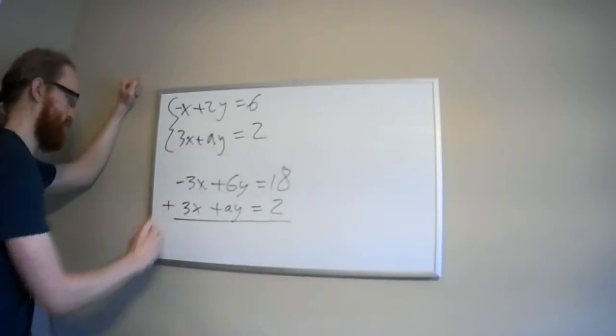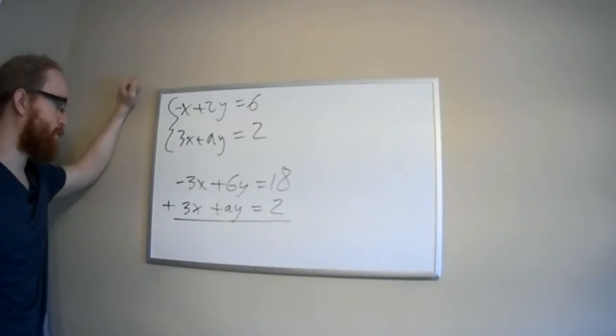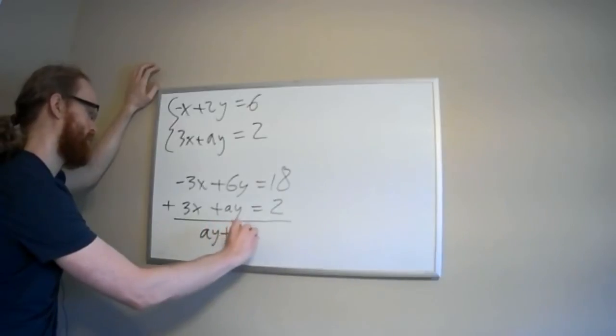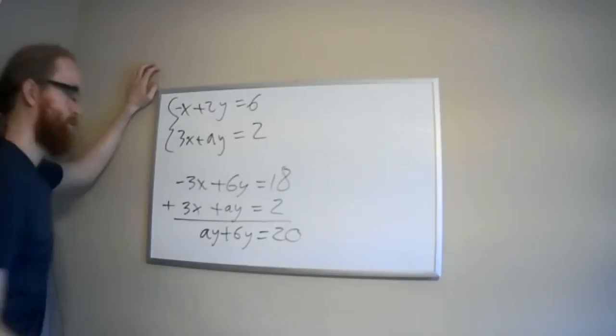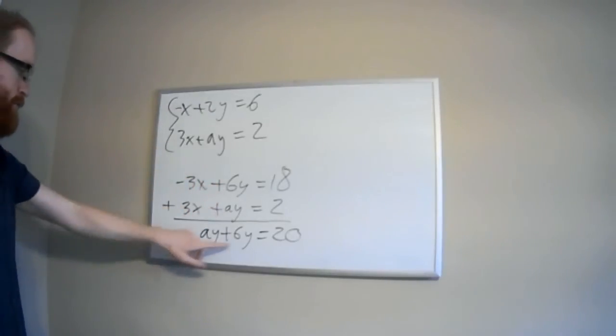So I'm going to do this addition. When I do this, the x's cancel, because I have 3x and negative 3x. Here I'm going to get ay plus 6y, and then 18 plus 2 is 20. Let's just add them up.